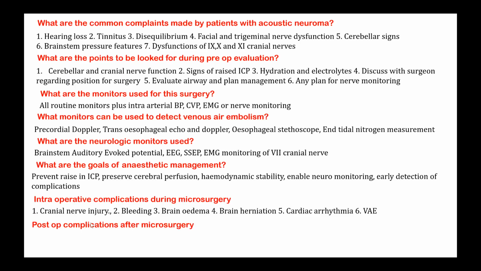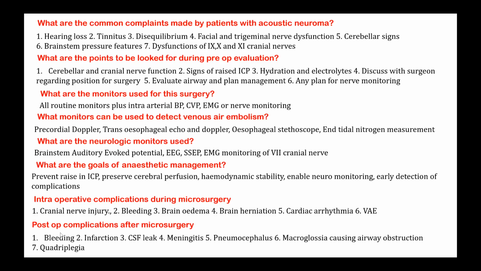Post-op complications after microsurgery are bleeding, obstruction, CSF leak, meningitis, hydrocephalus, macroglossia. This is one of the important complications that can produce upper airway obstruction because of the positioning. The pharynx and the tongue all swell up, and without noticing that, if you extubate, that may cause severe upper airway obstruction and produce hypoxemia. And any injury to the brainstem can result in quadriplegia also.